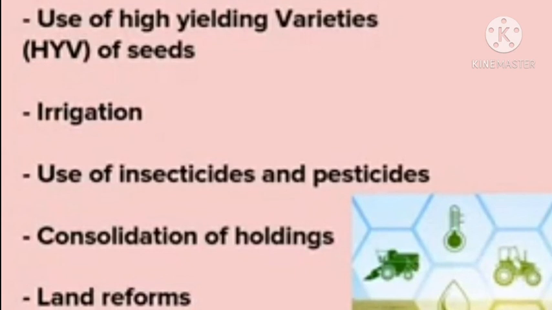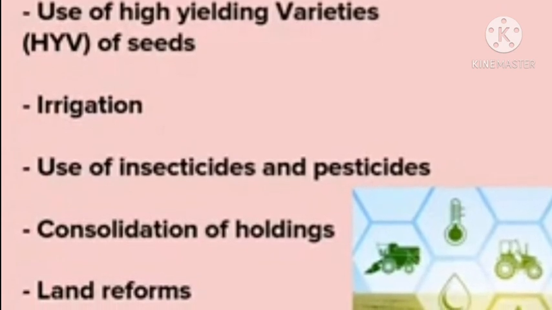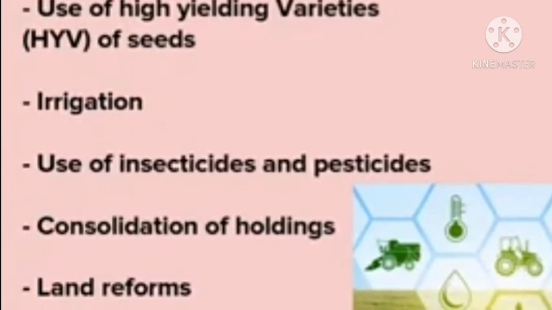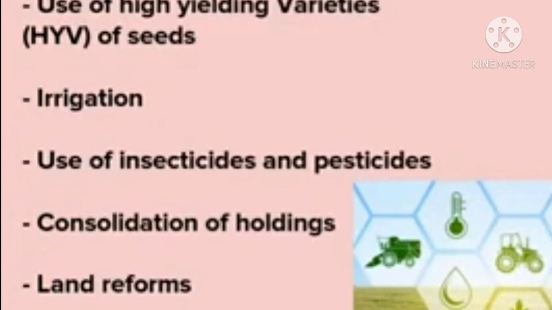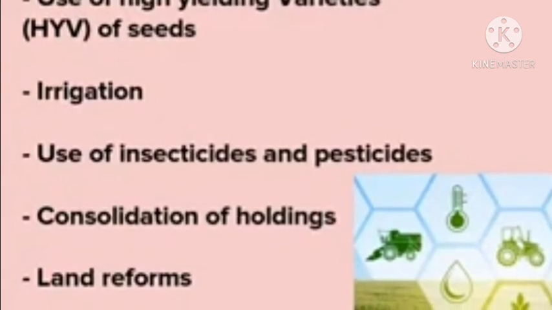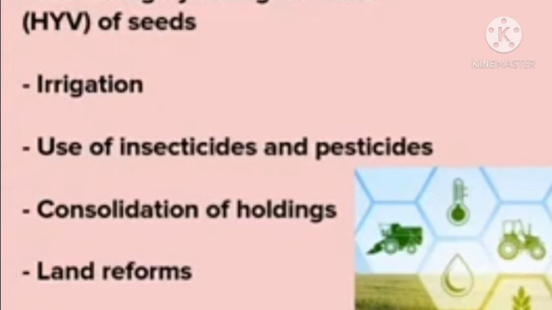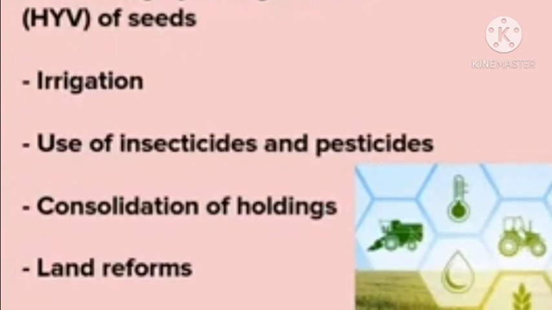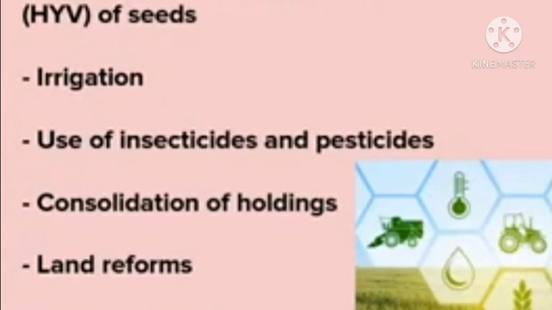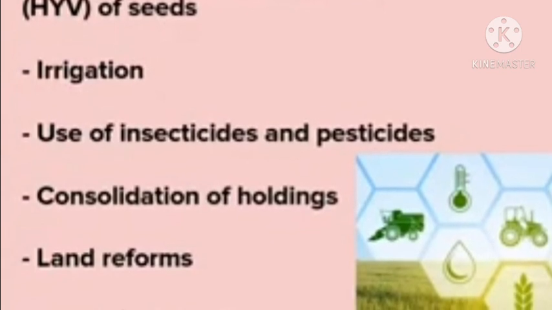Then it expanded the use of insecticides, pesticides and chemical fertilizers all over India. This actually started in the 1960s from Punjab and Haryana, and slowly it spread to the other parts of the northern plains. Afterwards, in the 1990s, it spread to the other parts of Indian states.